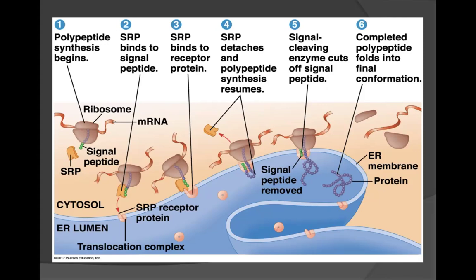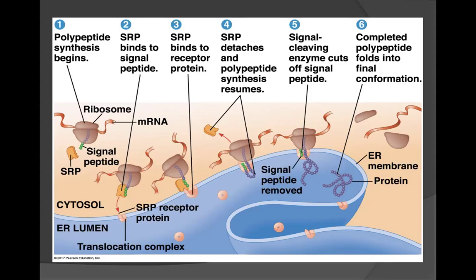Once the signal is recognized and the SRP binds to the polypeptide chain, this will then be directed to the rough endoplasmic reticulum. Once it reaches the rough ER, this will then bind to a receptor protein on the surface of the rough ER. The SRP can now detach, and at this point, the ribosome is locked into the membrane of the rough ER. Translation will then continue. The resultant polypeptide will be injected into the lumen of the ER.